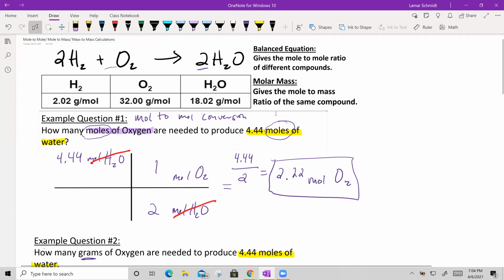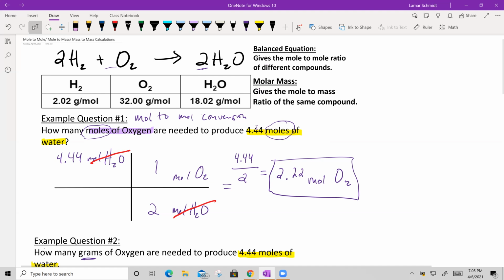What about the molar mass? The molar mass will give us the ratio of the same compound. So I can get the mass of water, right? Because I know the moles of water, but I cannot go from the moles of water to the mass of oxygen. Okay, this is the same compound. So if I'm dealing with water, I will only get the mass of water from the molar mass of water. So what do we do? Neither of these paths work directly.